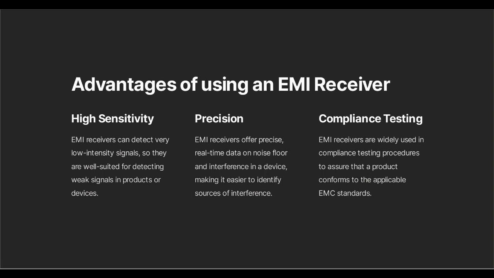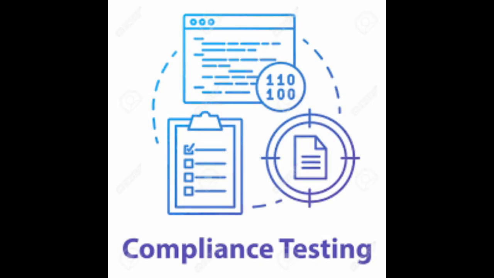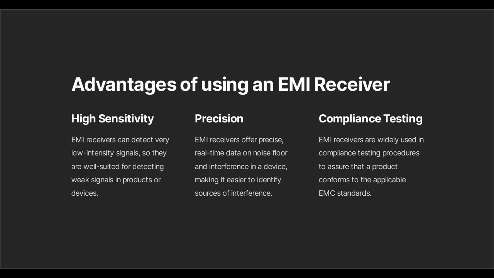It's giving real-time data for interference of the device, making it easier to identify the source of interference. Then third, a very important topic, is compliance testing. EMI receivers are widely used in compliance testing procedures to assure that a product conforms to the applicable EMC standards. So these are very useful and very important advantages of using an EMI receiver.